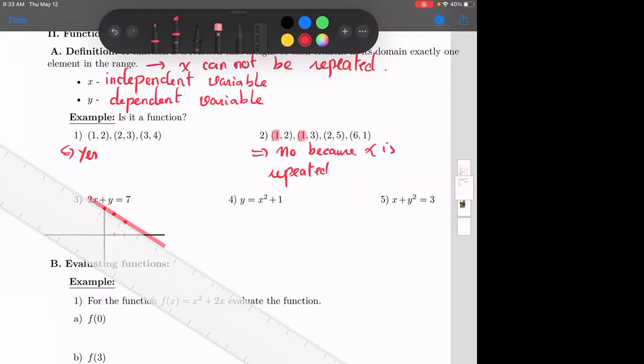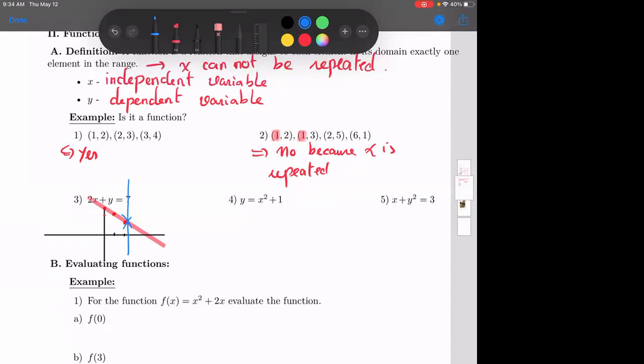Do you think x is repeated? No, right? Every x is not repeated. We're gonna talk about this later, but I'm just gonna give you a little preview. If you draw a vertical line to the red graph, as long as the vertical line cuts the graph only once, then it's a function. If it cuts twice, then your x is repeated, right?